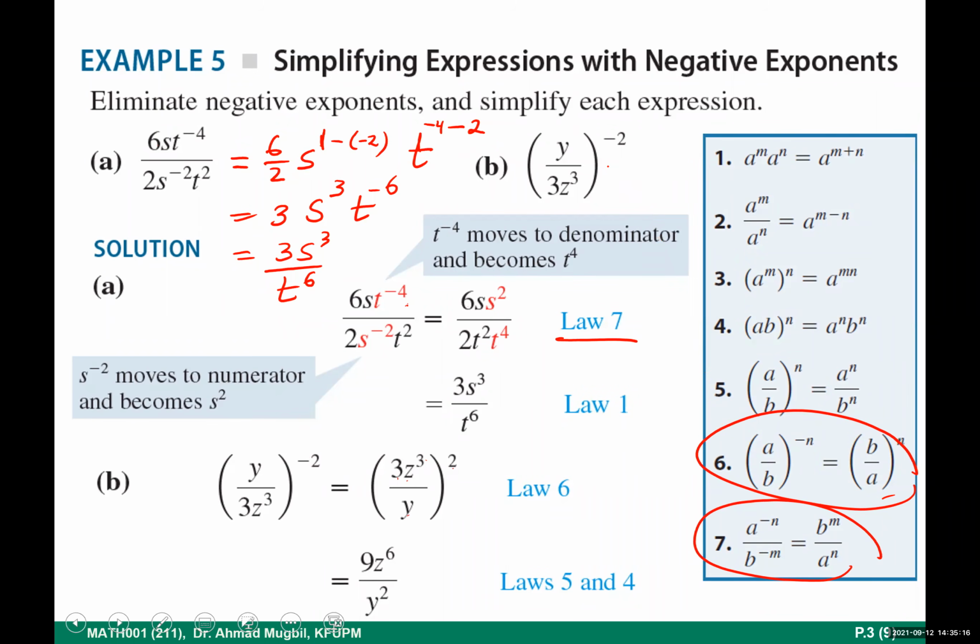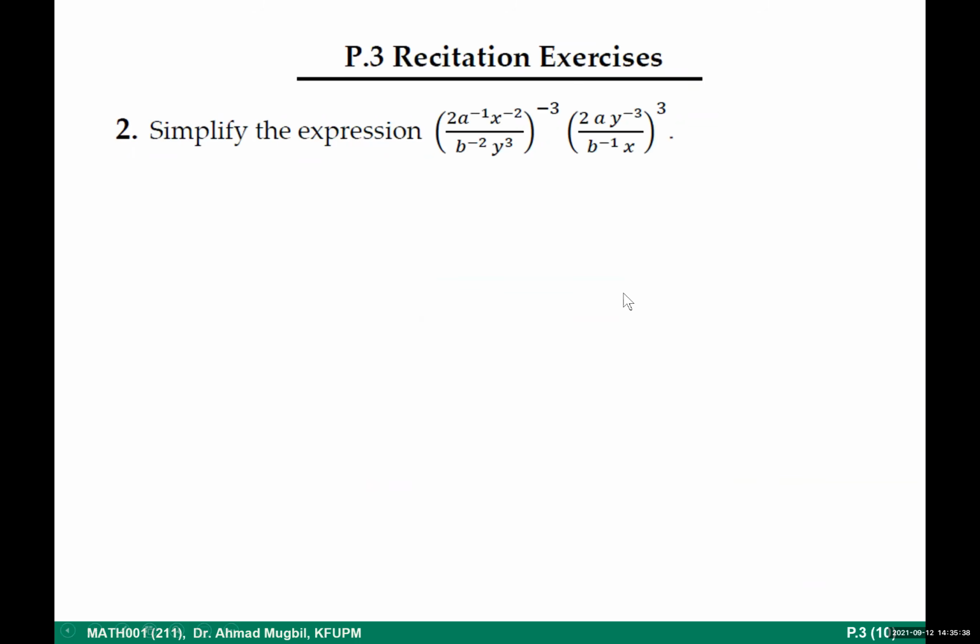The other way is to distribute it from the beginning: y to the power -2, 3 to the power -2, z to the power -6. Now you will apply law number 7. You will bring this up and that down, and you will get this. Try to avoid working with negative signs, because many mistakes come from them. Dealing with positive is much easier. Now, I think, Shabab, you are able to simplify this expression.